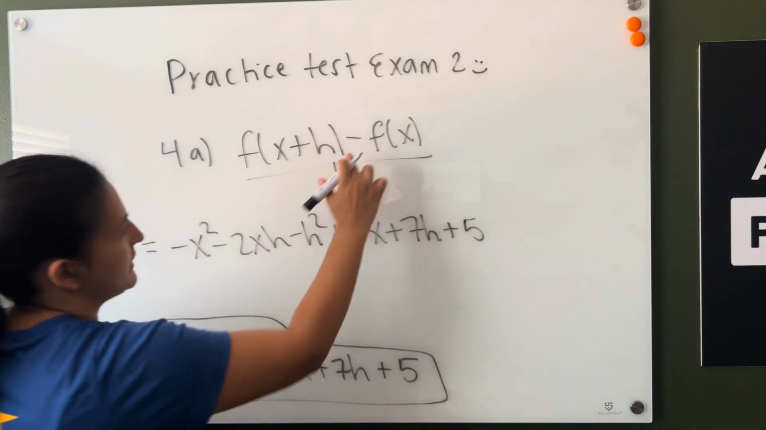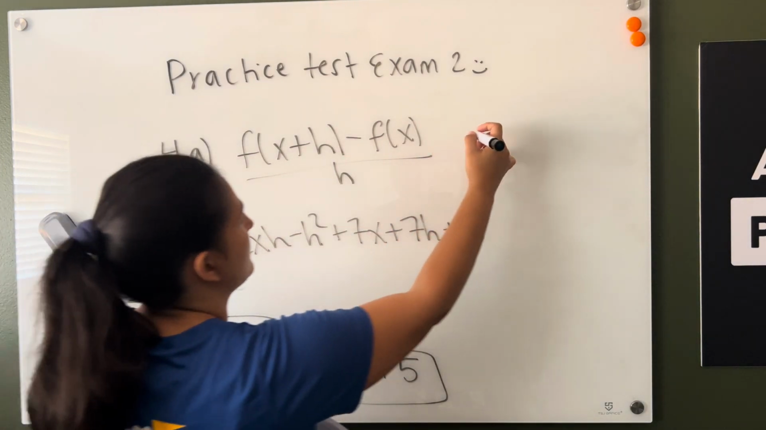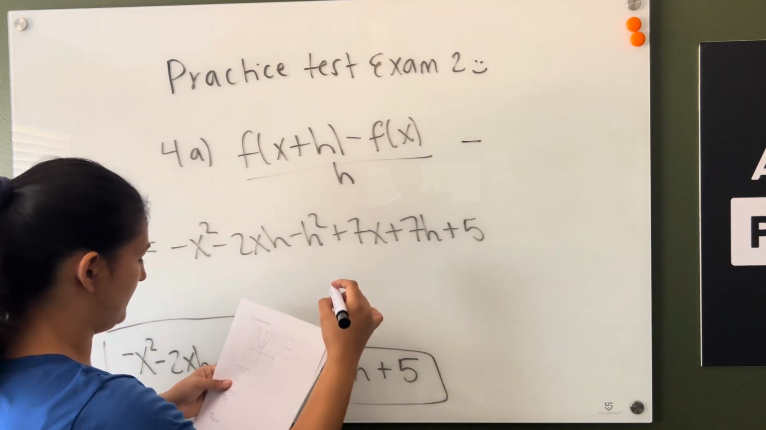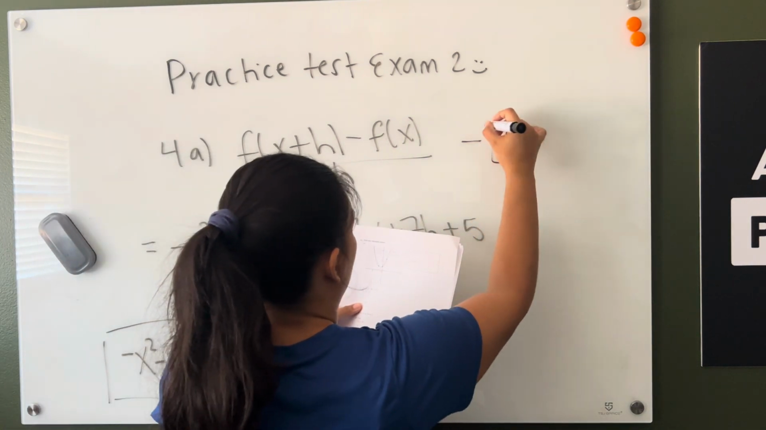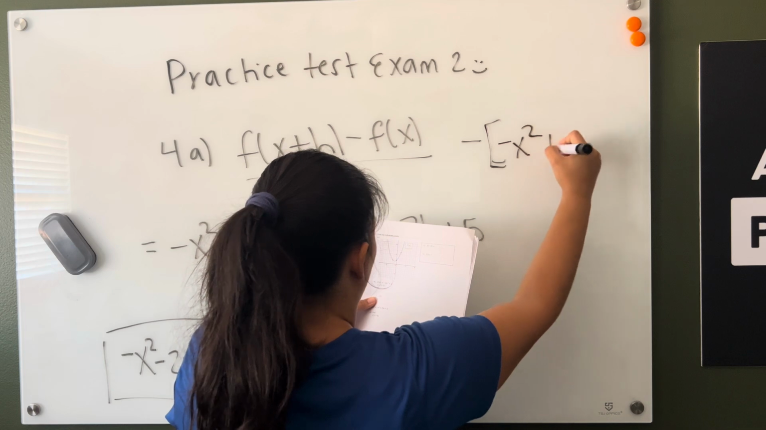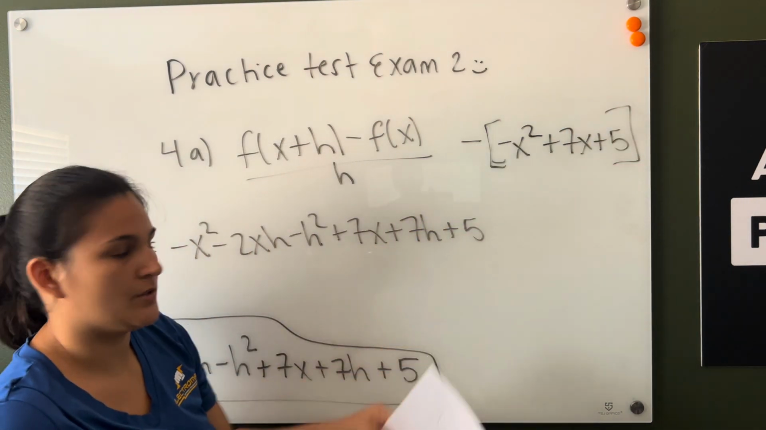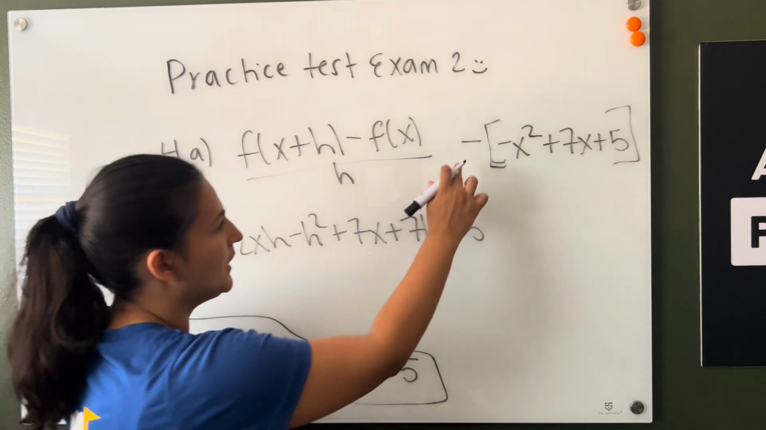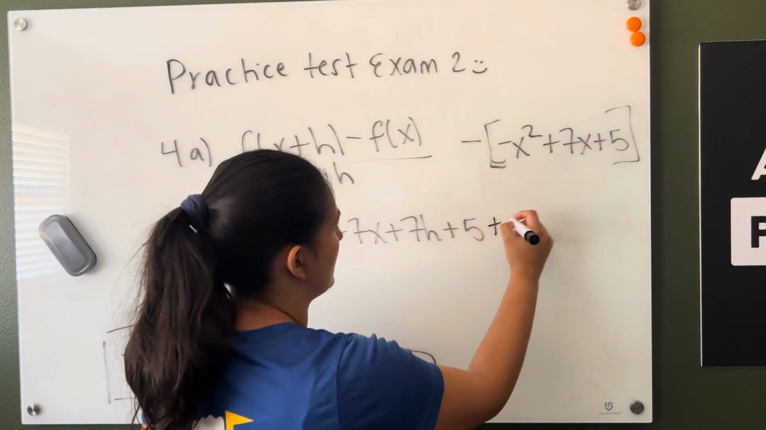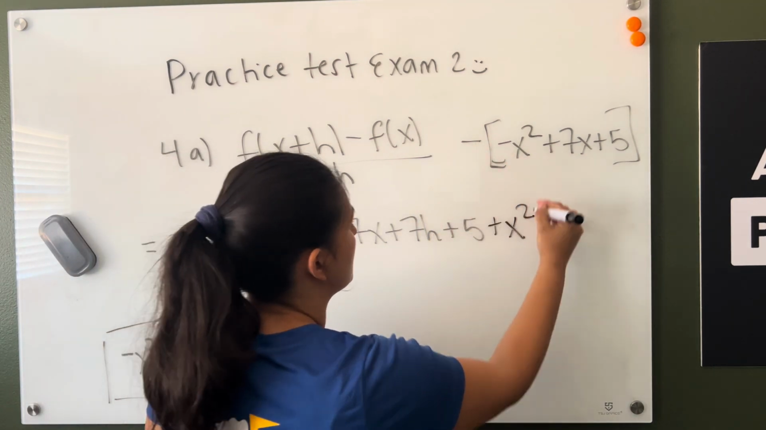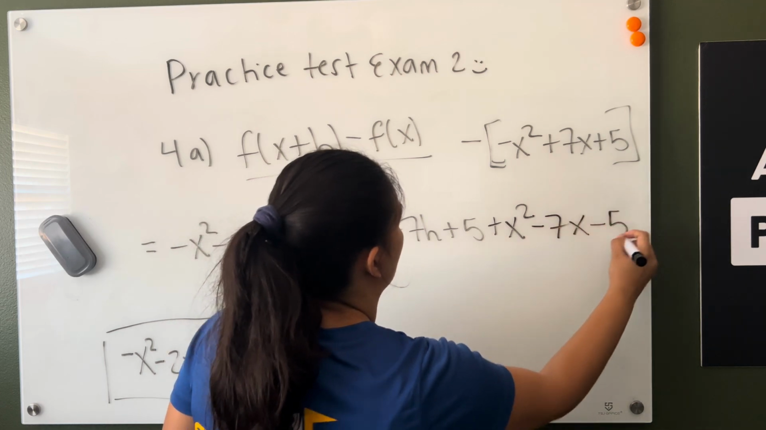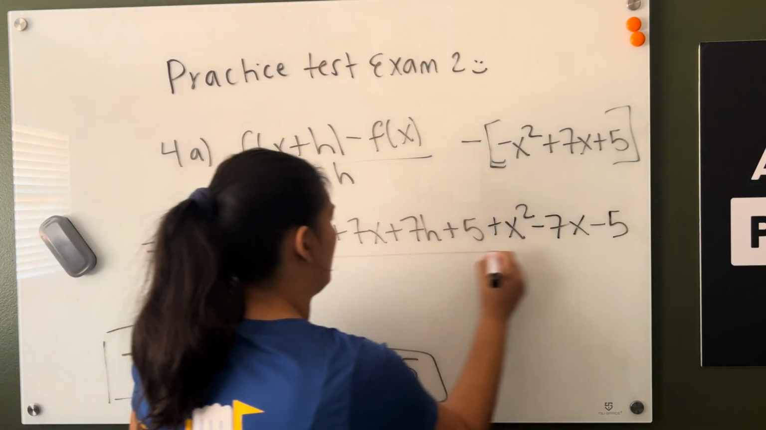And I need to subtract f of x from it. Well, f of x is -x squared plus 7x plus 5. I need to subtract all these terms, which of course is going to change their sign. So subtracting -x squared is adding x squared, subtracting 7x, and subtracting 5. And it's going to be all over h.